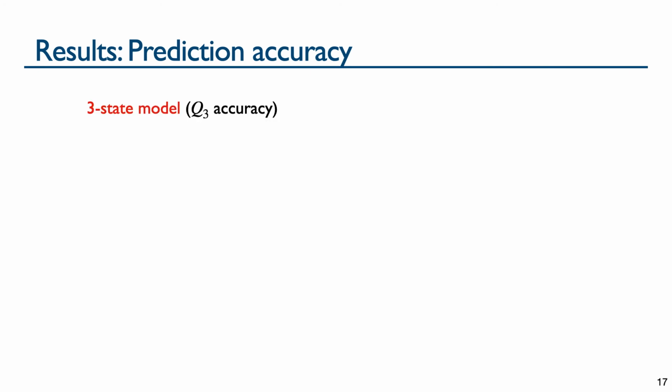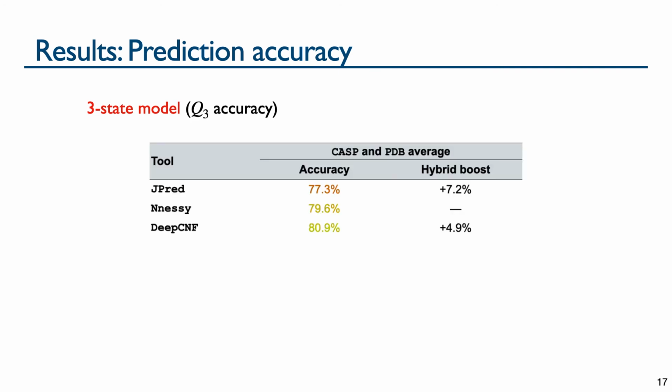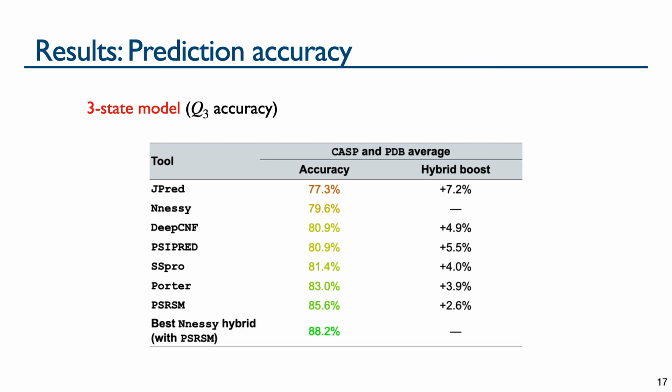We now give prediction accuracies for these tools, including Nnessy and the hybrid method. The following table gives accuracies for the standard three-state model of secondary structure prediction. We use Q3 accuracy, which is the fraction of residues with correctly predicted secondary structure. The full proceedings paper gives accuracies on each CASP and PDB dataset, where here we show just the average over all datasets. We show the accuracies of these tools in increasing order of average accuracy, along with the hybrid boost, which is the increase in accuracy when a given tool is hybridized with Nnessy.